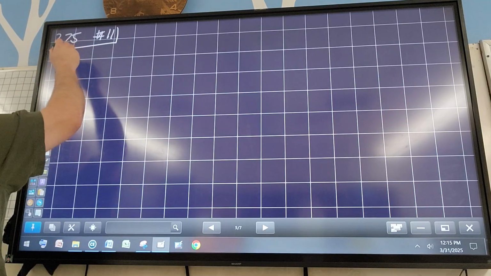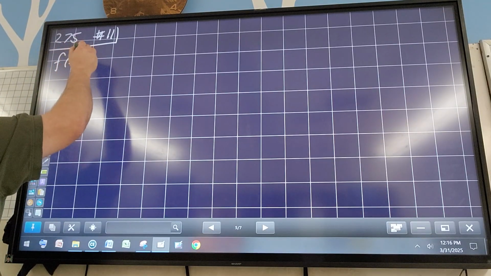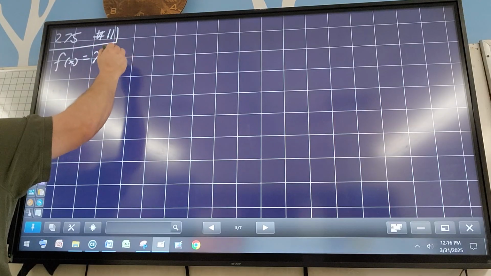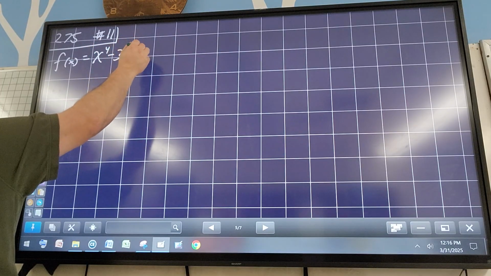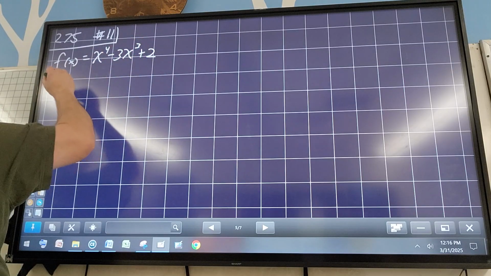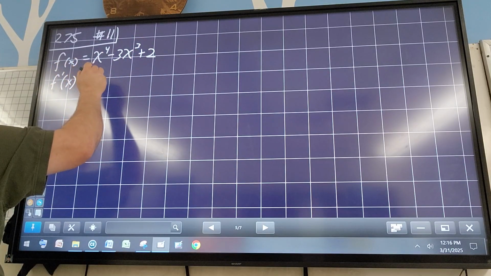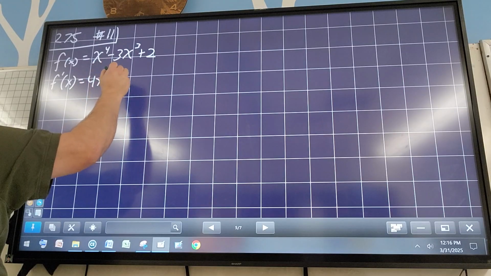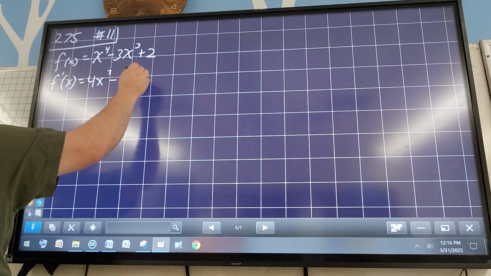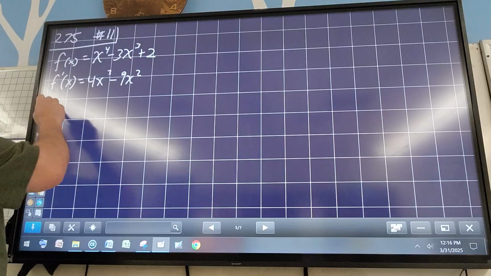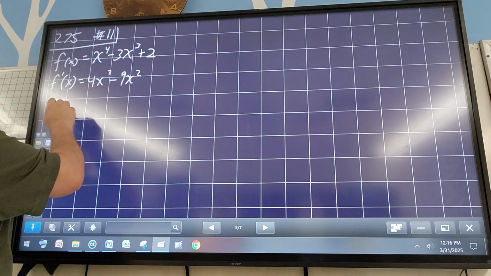What was the function? X to the fourth minus 3x cubed plus 2. Okay, so f prime is 4x cubed minus 9x squared. Okay, and then if we're looking for zeros, you said your guess was what? The first one on the left side was 0.9.